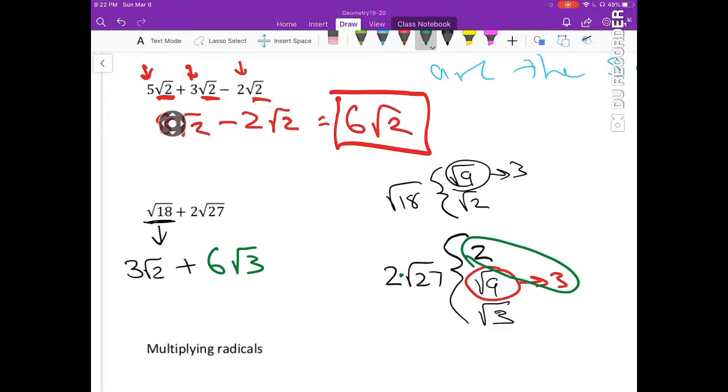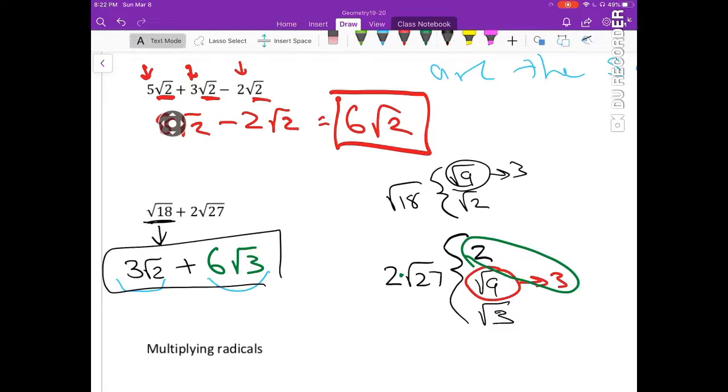We do run into an issue now because these radicals are not the same. So if that's the case, then you can't really simplify any further with addition or subtraction. So you're done. All right, that would be the end of that question. You don't have to simplify any further.